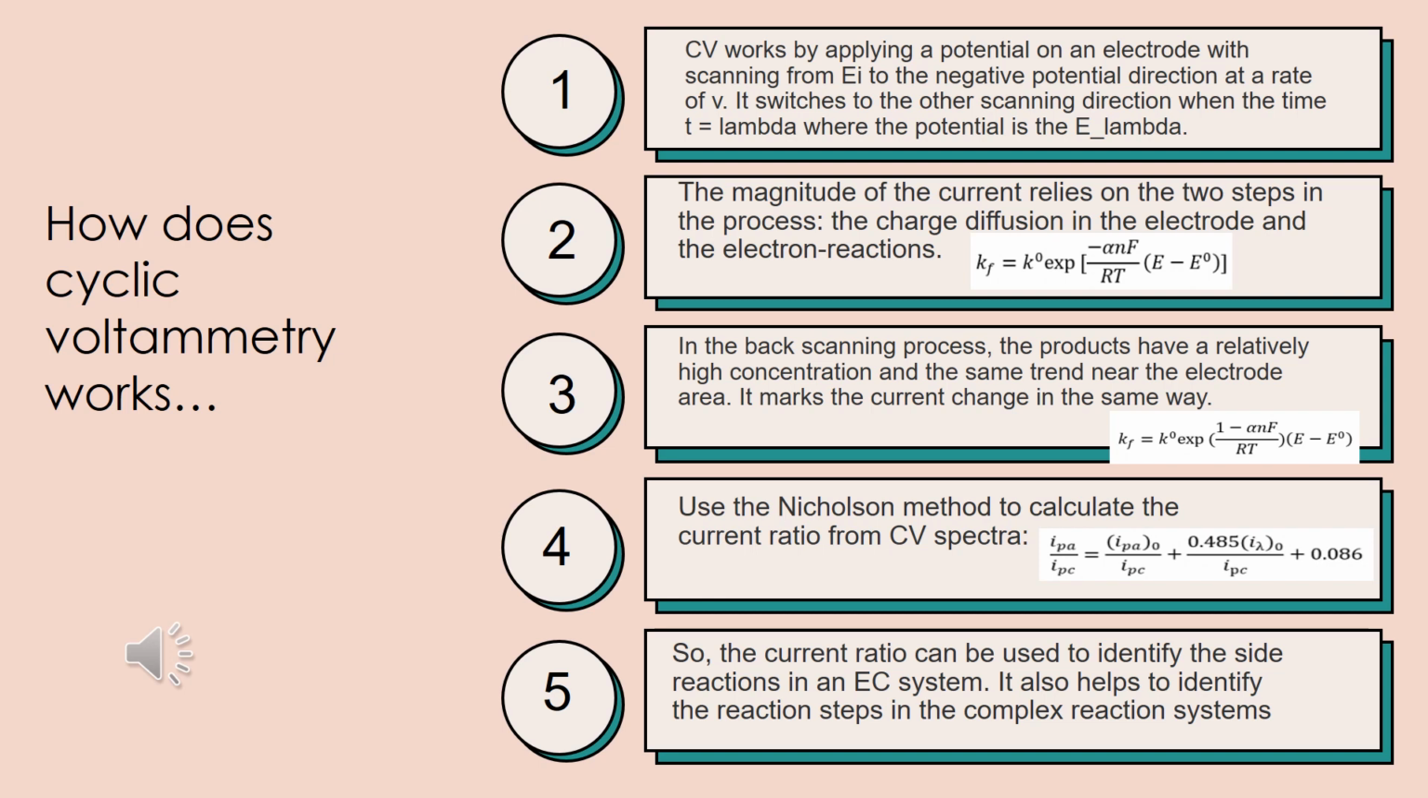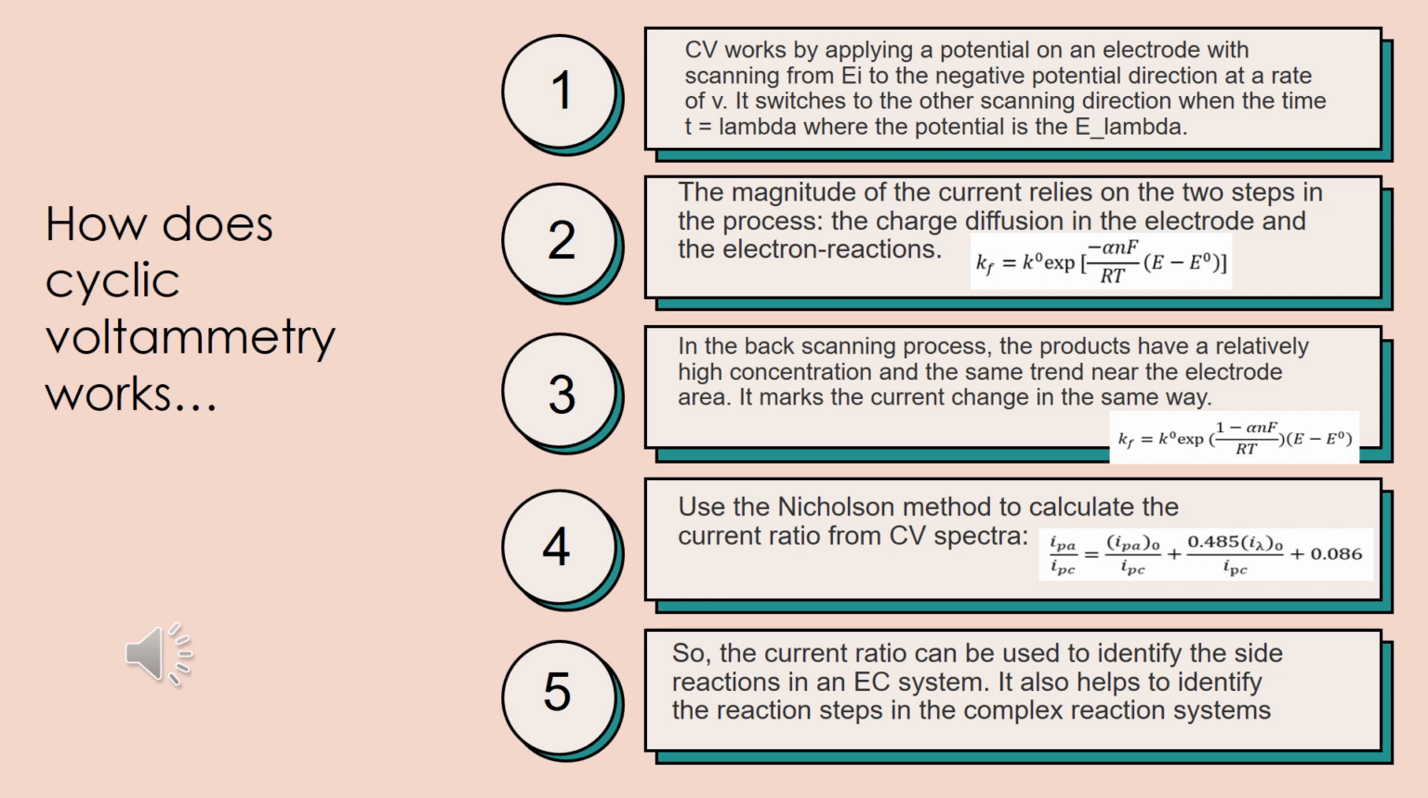Okay, then the magnitude of the current relies on two steps in the process. Firstly, the charge diffusion in the electrode and the electrode reactions. During the redox process, the electron transfer coefficient is a function of the potential. You can see that equation. Then in the back-scanning process, the products have a relatively high concentration and the same trend near the electrode area. It marks the current change in the same way as the electron transfer coefficient in the reverse process. The equation is number 3.